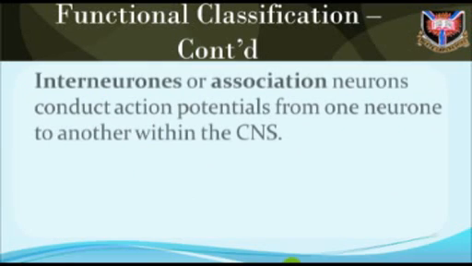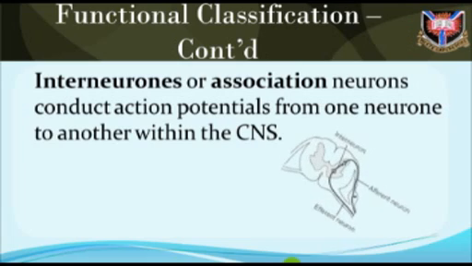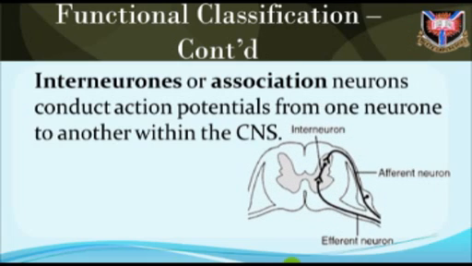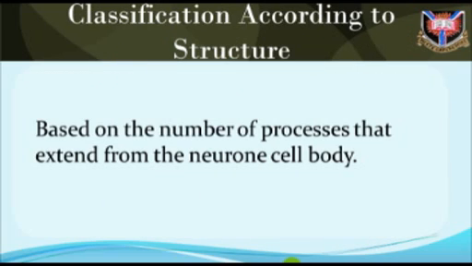Interneurons or association neurons conduct action potentials from one neuron to another within the CNS. The structural classification scheme is based on the number of processes that extend from the neuron cell body. This includes: 1.